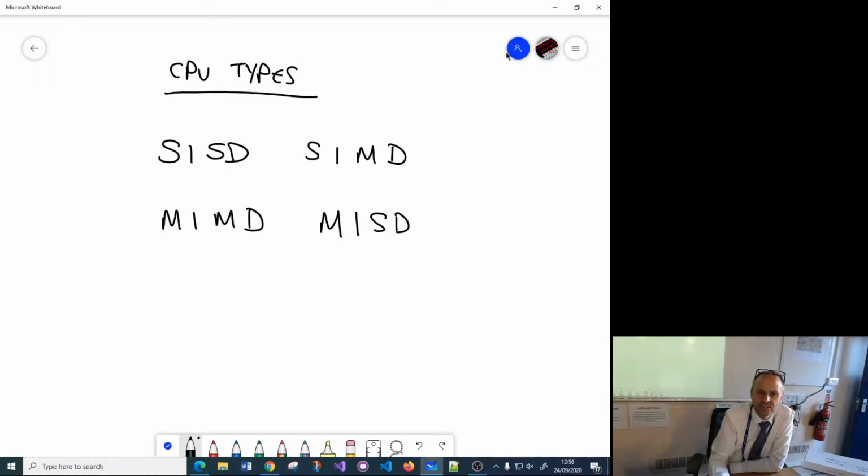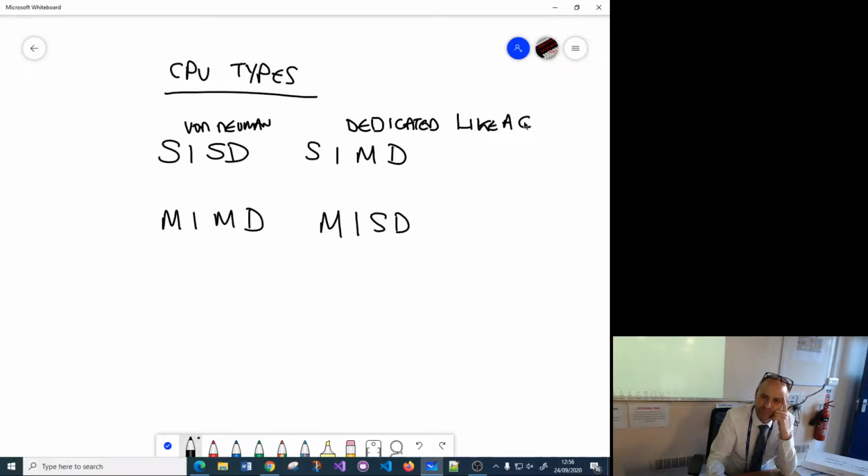So this is your standard von Neumann, your traditional CPU. This is a dedicated one, and the best example of that is... I don't know what I'm writing there. I think I started writing a D, and then I moved on a few letters. Dedicated like a GPU. But you find, or a digital signal processor.